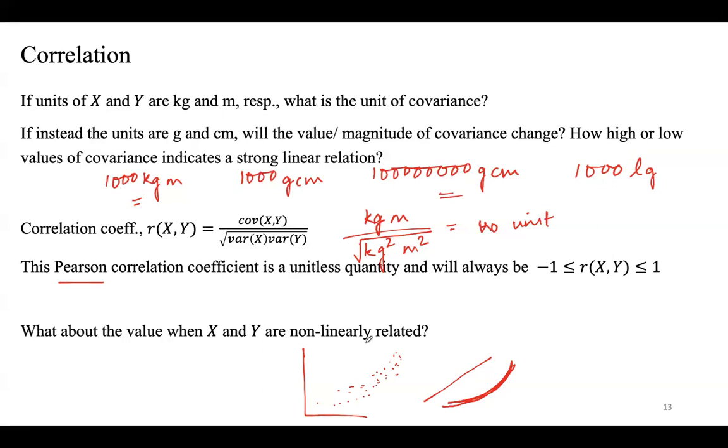So it's often a good practice to plot x and y first, and then decide if you want to fit a straight line or not. If you want to fit a straight line, then you go for the Pearson correlation coefficient. Otherwise, you don't calculate it, because it will give you a wrong value. Okay.